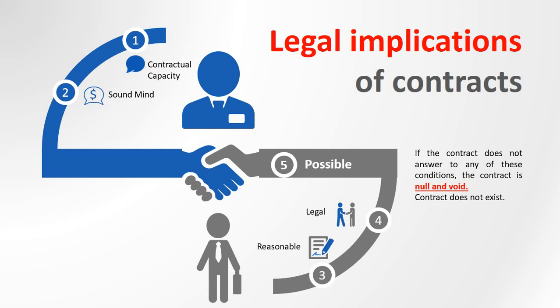So if the contract does not answer to any of these conditions, the contract is said to be null and void. And null and void means that the contract does not exist. So even if just one of these things is missing from the contract, it is a null and void contract.